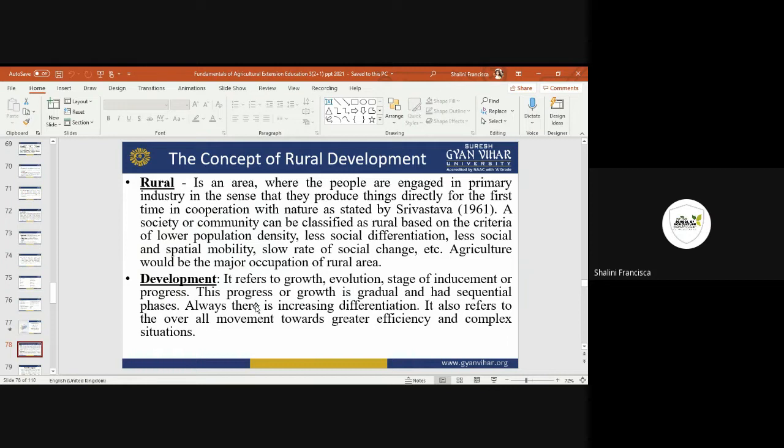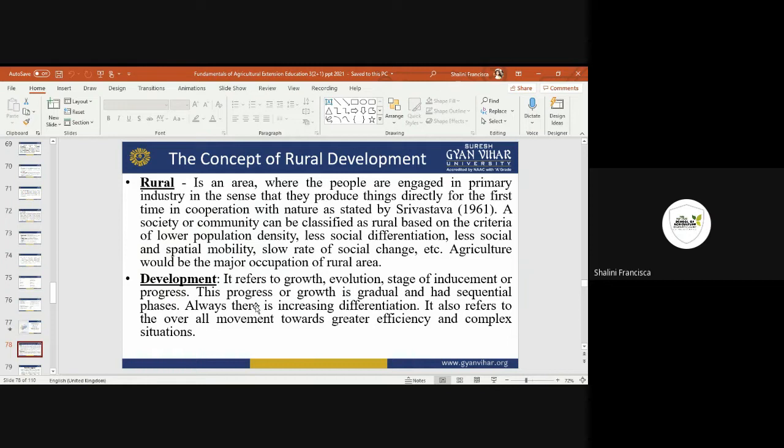Now, one concept of rural development is rural, and the other one is development. So it refers to the growth, evolution, stages of inducement or progress. This progress or growth is gradual and has sequential phases. Always there is increasing differentiation. It also refers to the overall movement towards greater efficiency and complex situations. So development is a growth of anything which is helping people to grow, and evolution is from what was before, what is at present, and what is going to be after. There are some differences, and that is the evolution.